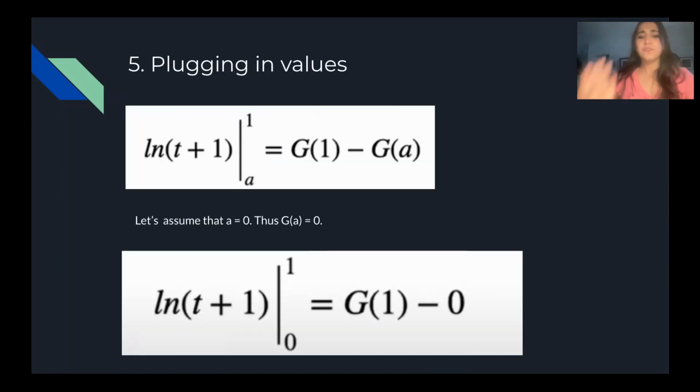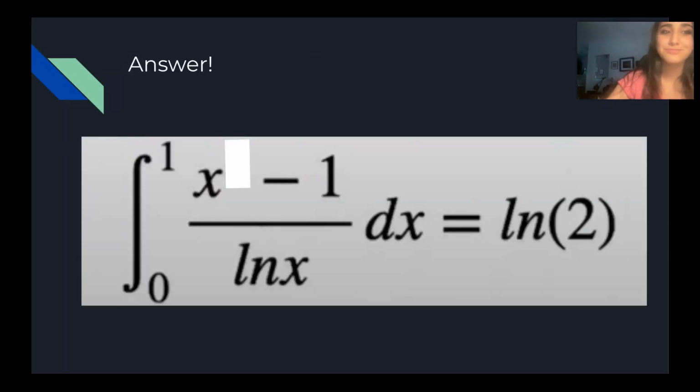Well, if you think about it, let's say we set a equal to 0. If we plug in 0 into this ln of t plus 1, when we're plugging in a, which is 0, we will get g of a is equal to 0. And that just makes our life so much easier. Since now that we've replaced g of a with 0, we're just left with g of 1. And when we simplify that by subtracting the 0 value, we will get ln of 2, and boom, we're done.